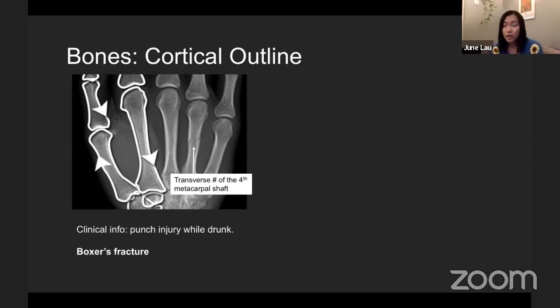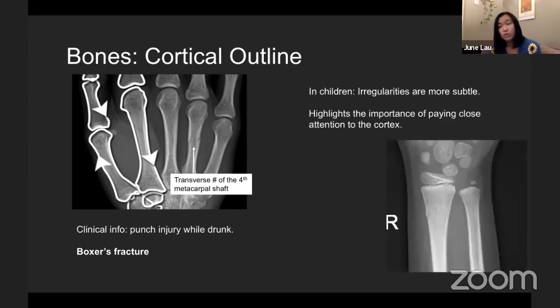Now, tracing the cortical outline is even more important when you want to think about pediatric x-rays. Here you've got a pediatric wrist, and you can see that the physis hasn't fused yet. The carpal bones are all tiny because they haven't fully ossified. A lot of people are quite scared to look at pediatric x-rays because they look a bit odd. But if you just remember that pediatric bones are soft, they're elastic, they don't break like adult bones, and you trace the cortical outline, you're going to spot most of the abnormalities.